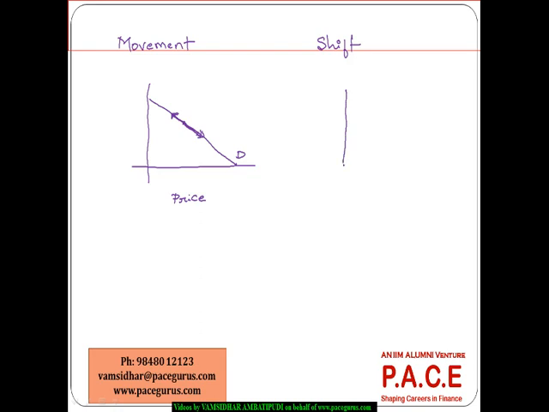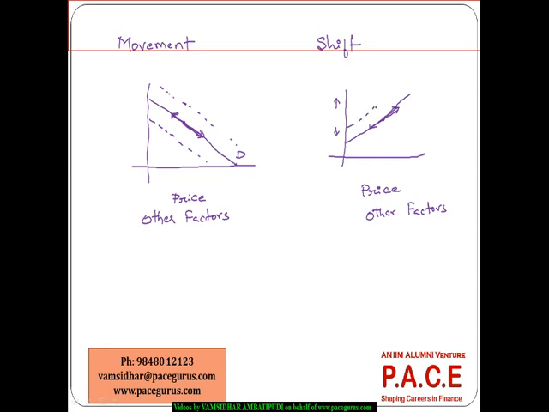The same logic goes with the supply curve also. Let's say this is the original supply curve. As the price is increasing or decreasing, the quantity supplied would either go up or go down. So price as a factor will cause a movement along the curve. But other factors, non-price related factors, are the ones that cause the demand and the supply curve to shift. When I say shift, it can either shift to the right like this or shift to the left like this. Similarly, the supply curve can shift to the left like this or to the right like this.